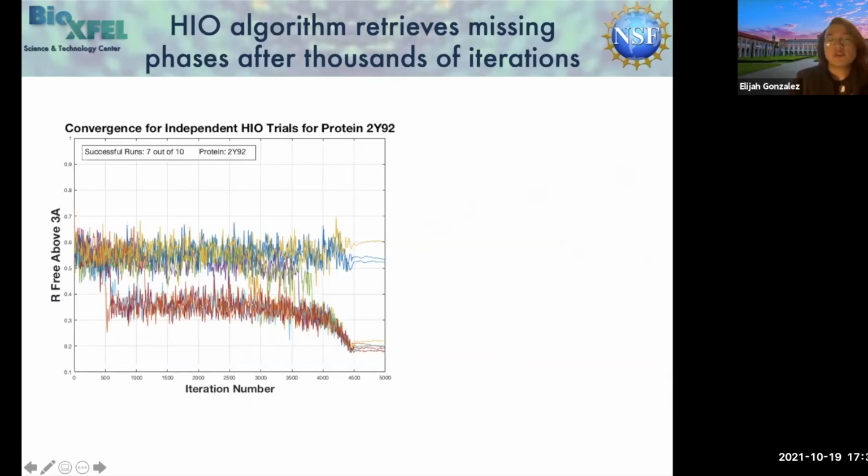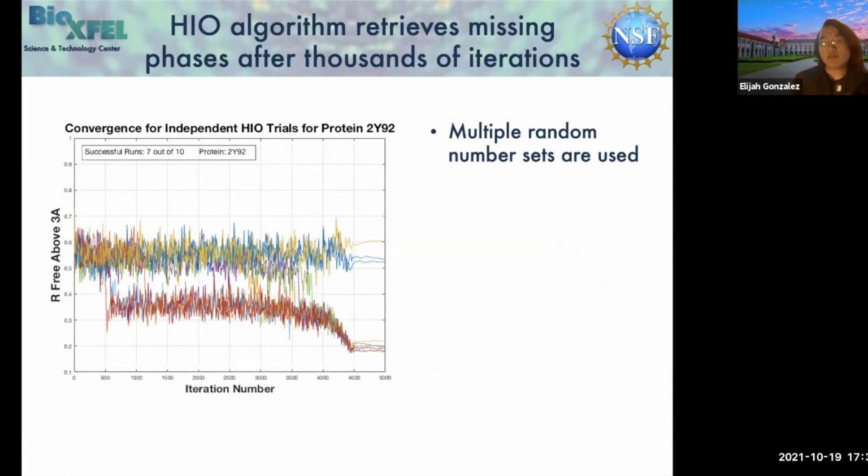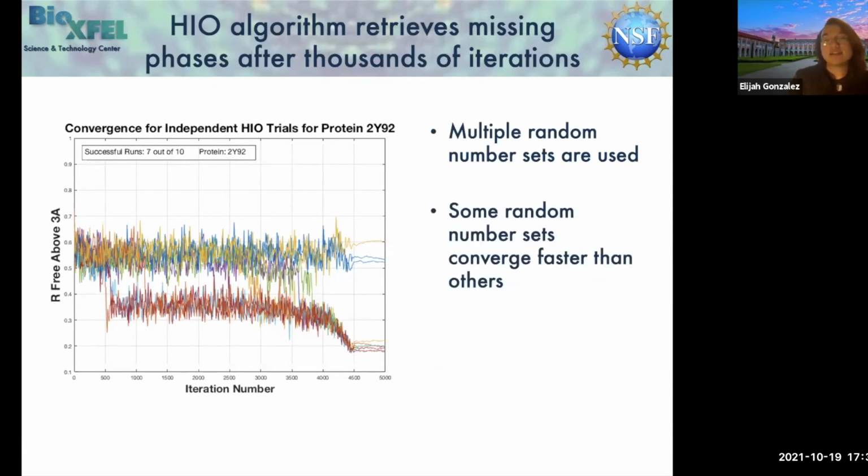So then from there, we can look at a plot that I've now generated. This is the convergence for independent HIO trials. They are independent trials because you'll remember at the beginning that we start off with a random number set. And so it may be the case that some random number sets are going to converge faster than others just because you got lucky, so to speak. And so we use multiple random number sets to really characterize whether or not the problem is or is not solvable for a protein using this particular method.